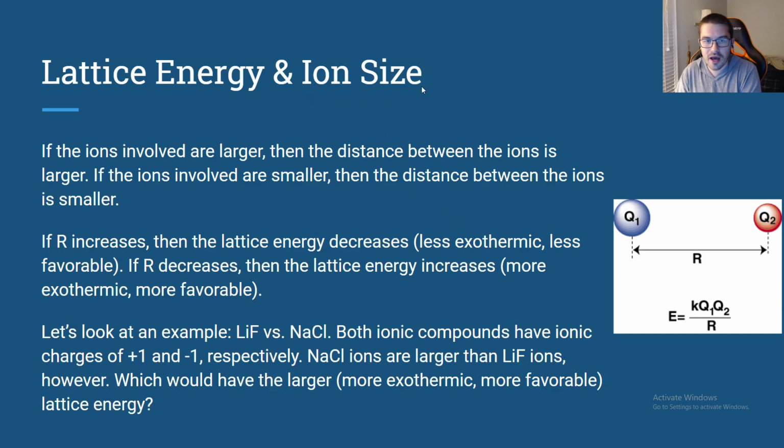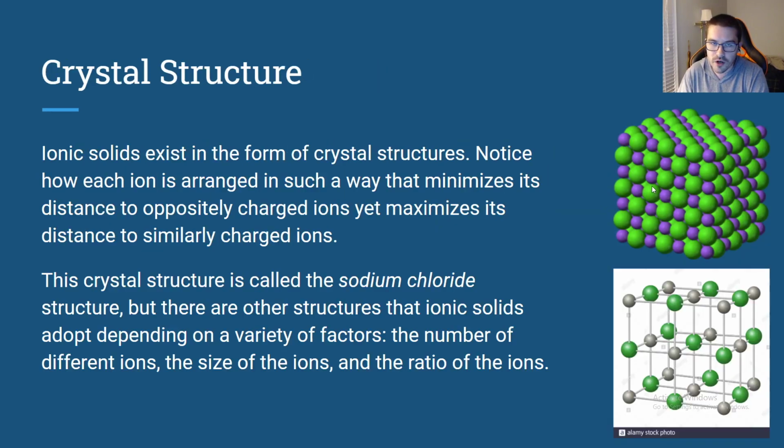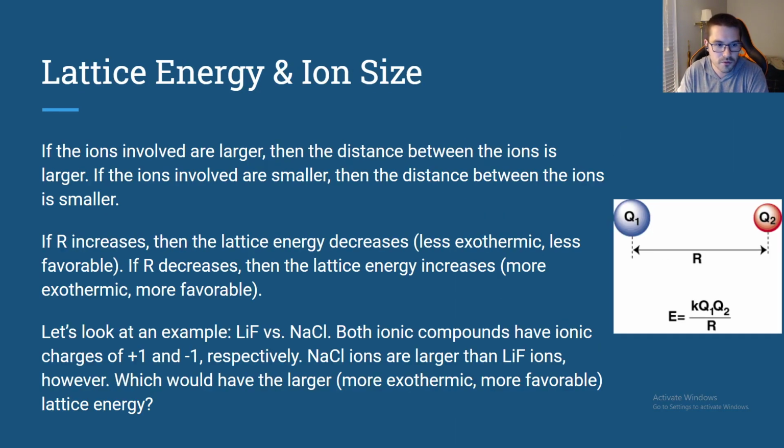All right, so let's look at how ion size might impact lattice energy. If you have large ions, then the distance between the ions in the ionic solid is going to be large. If the ions are small, then the distance between the ions is going to be small. Look at this picture of this crystal structure. If this green and purple thing are very big, then the distance between the nuclei is going to be bigger than if you had small ions. If you had smaller ions, then the distance between the two nuclei is going to be smaller. That's kind of simple.